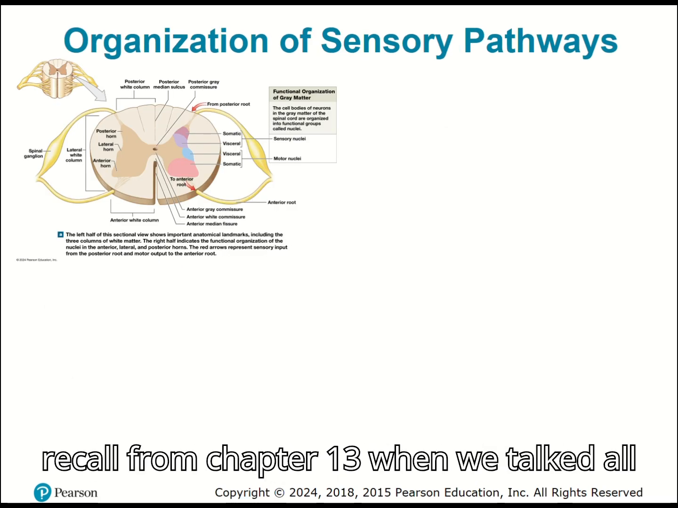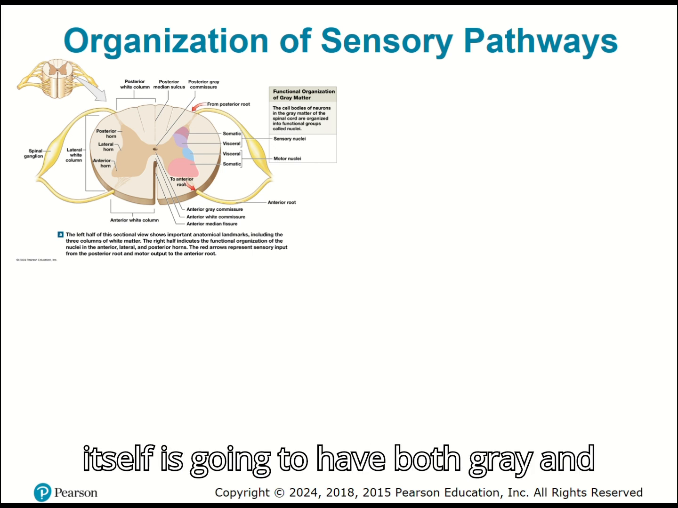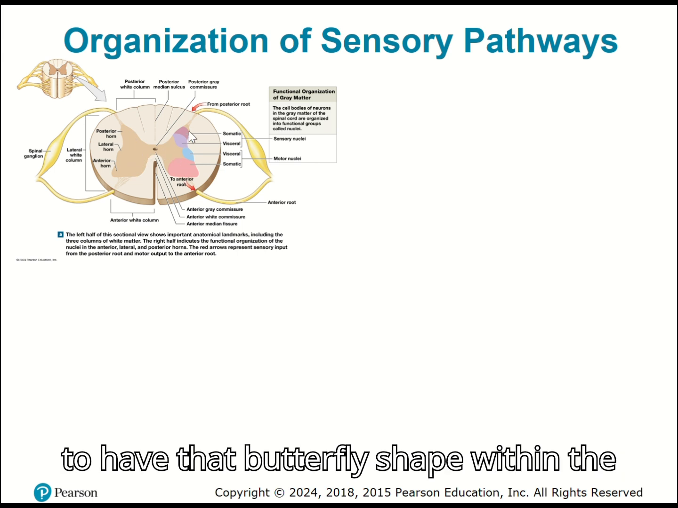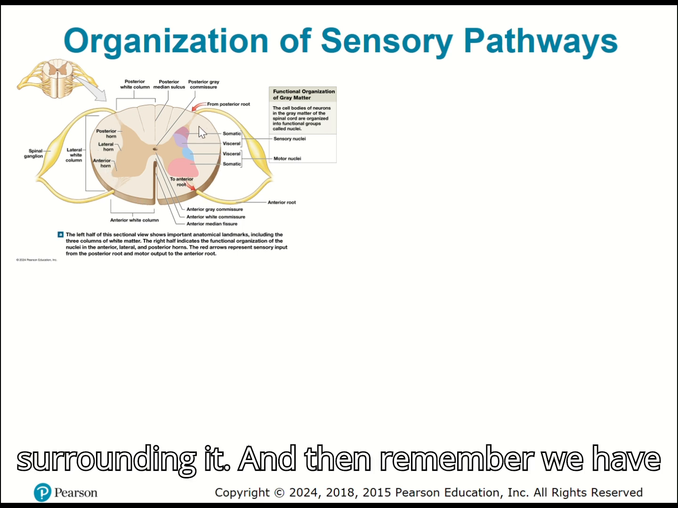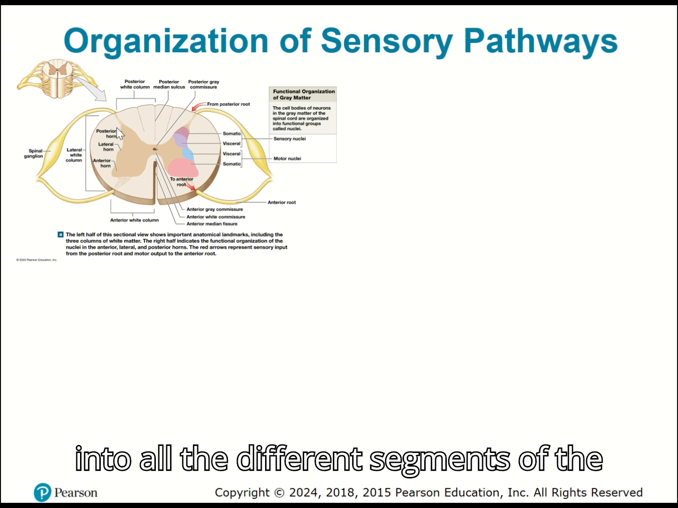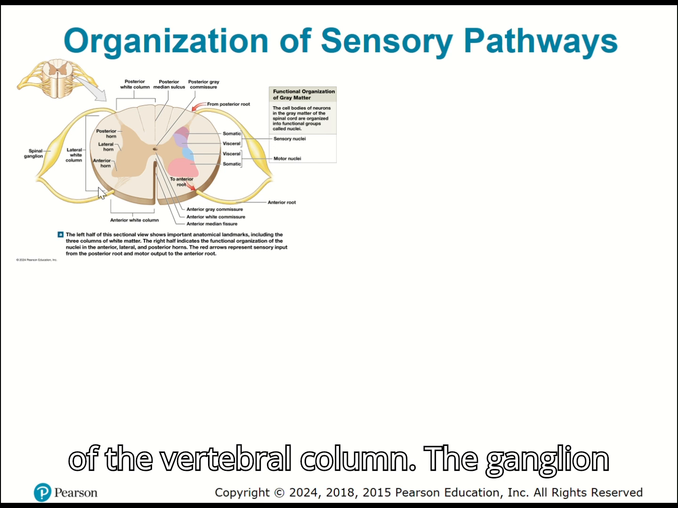Recall from chapter 13, when we talked all about the spinal cord, that it has both gray and white matter. The gray matter has that butterfly shape within the center of it, and the white matter is surrounding it. And then remember, we have mixed nerves coming into all the different segments of the spinal cord through the different parts of the vertebral column.